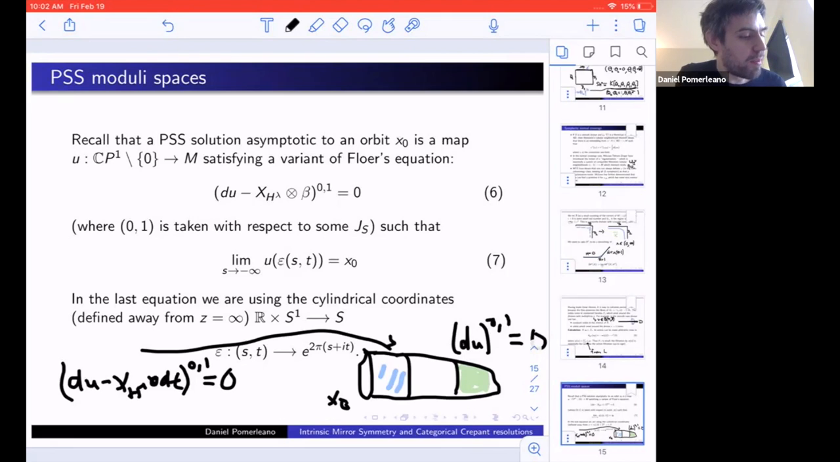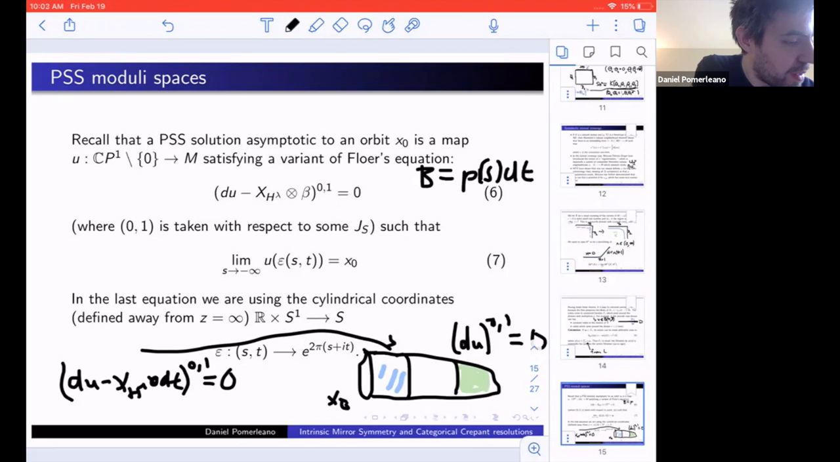So here, beta is a subclosed one-form of the form p(s) dt, where p is zero near infinity. Basically this beta will be zero near infinity, and it will agree with the standard dt form near the puncture at zero.